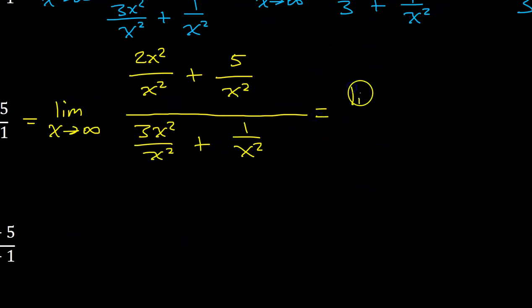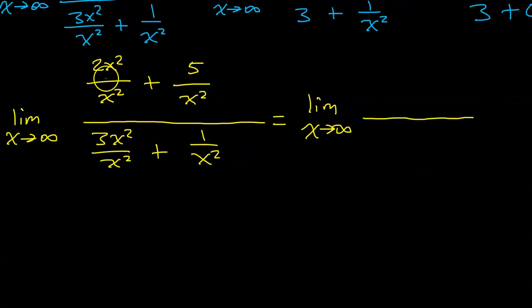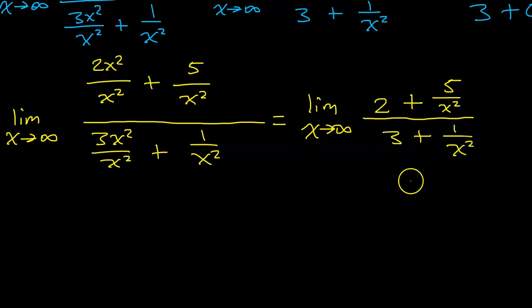Simplifying as far as we can, all right, we will get 2 because these cancel out completely, so we are left with 2 plus 5 over x squared and 3 plus 1 over x squared.